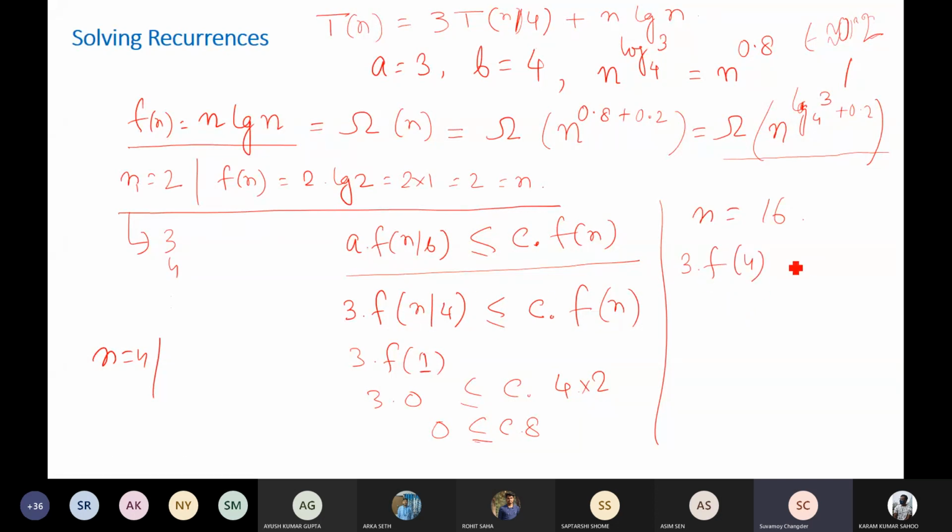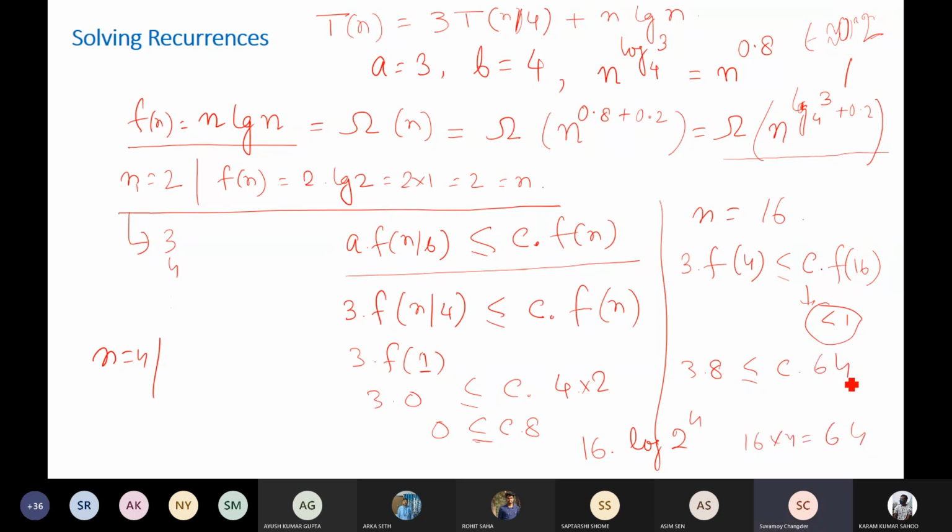the value, that is 8, and let us check what will be the value for c, and this value is f of 16. So whether we can get any value c which is less than 1 or not, that we have to find out. Okay. So 3 into f of 4 is 8, is c into f of 16. 16 means n equals 16 and log 16 means 2 to the power 4. So 16 into 4, that is 64.